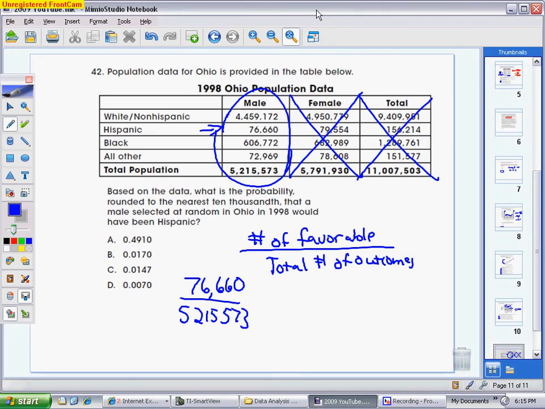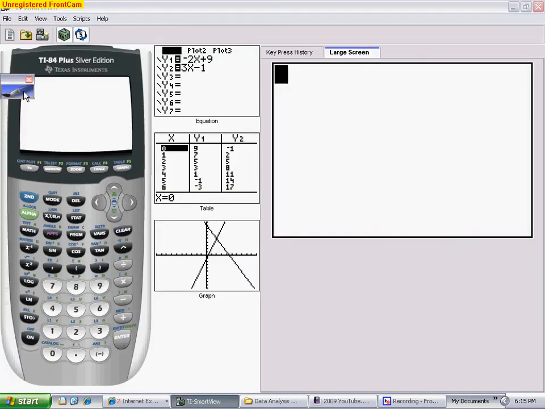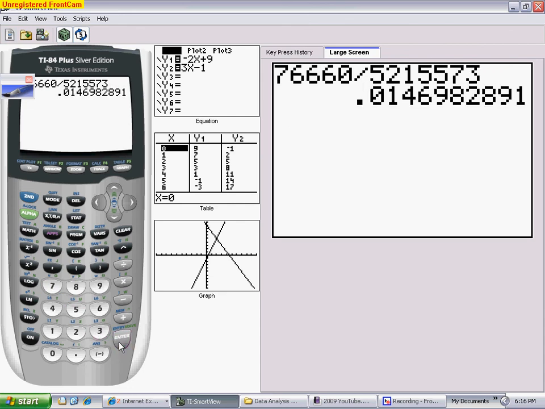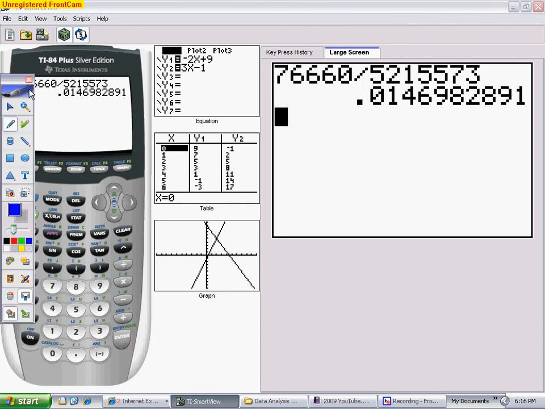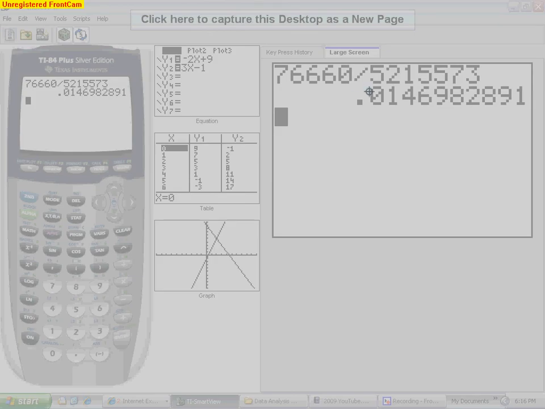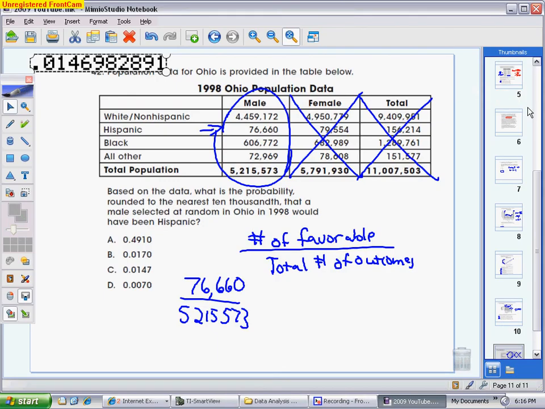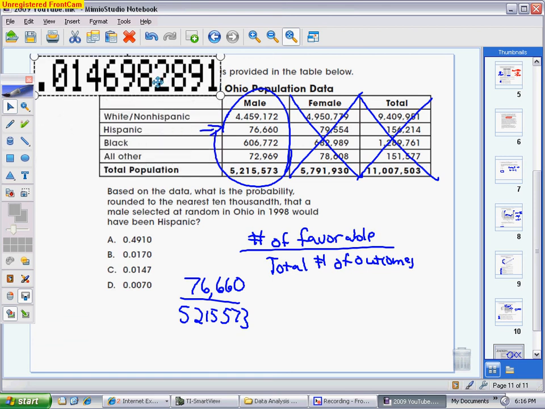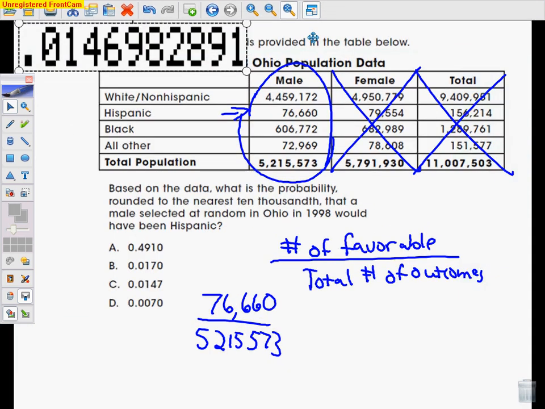So let me go ahead and pull up the calculator real quick. All right, so 76,660 divided by 5,215,573. The value we get out is there. So this is our answer. Okay, so this is the value that we're dealing with. Now, the question says that they want us to round to the nearest 10,000th.